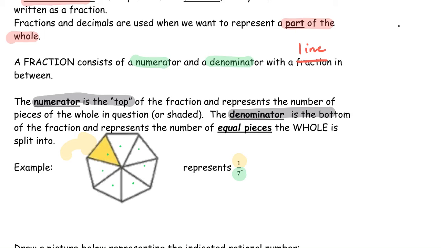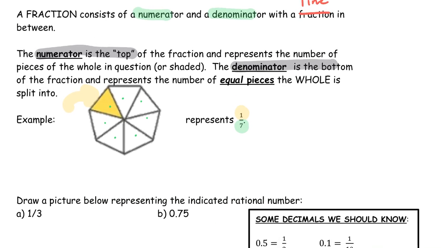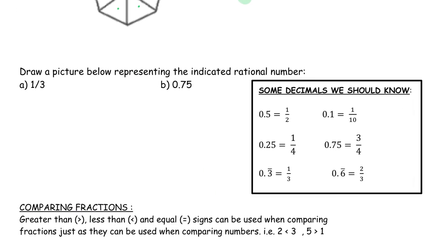Okay, when we're drawing pictures, it's important that we remember that my pieces have to be equal. So if I'm drawing a picture of 1/3, a couple ways you can do that. I think the most common way is to draw a box or a rectangle, and you don't need to get out the ruler and measure, but I do want you to try to make them look about equal. So I could show 1/3 like that, and I would shade in one of those 3 pieces.